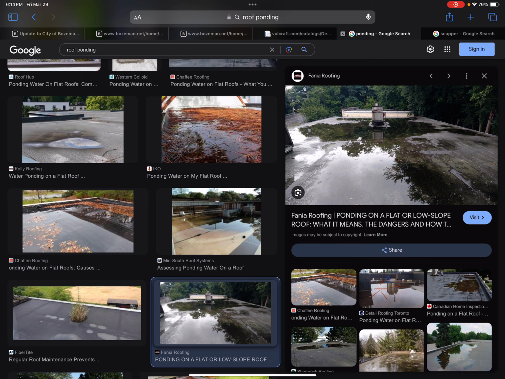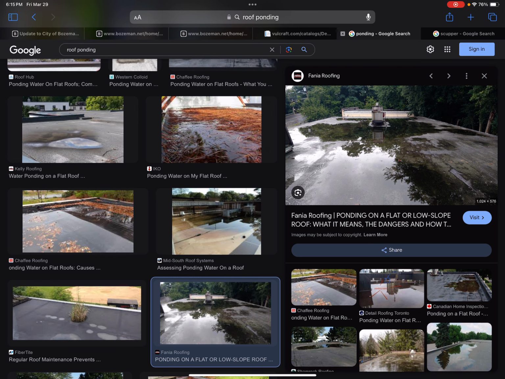And so sometimes a roof can be free draining or edge draining. So that means, like for this roof we're seeing here on the right, that would mean that the overall roof slopes from one side to the other. And so it's going to run off the edge of the roof. Other times they don't have edge draining.